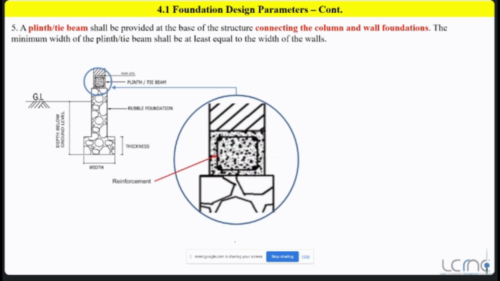Okay. Now this is actually plinth or tie beam.